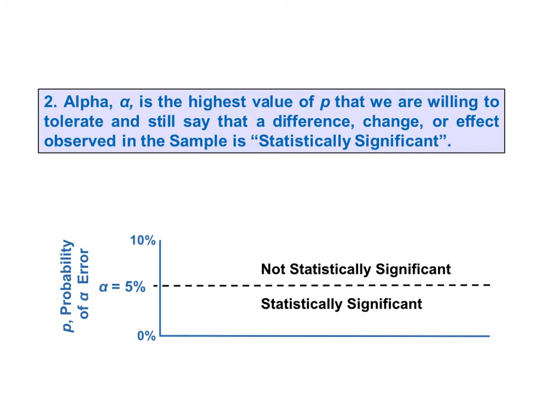It defines the boundary between those values of P which indicate that there is a statistically significant difference, change, or effect from those values of P which indicate that there is not a statistically significant difference, change, or effect.